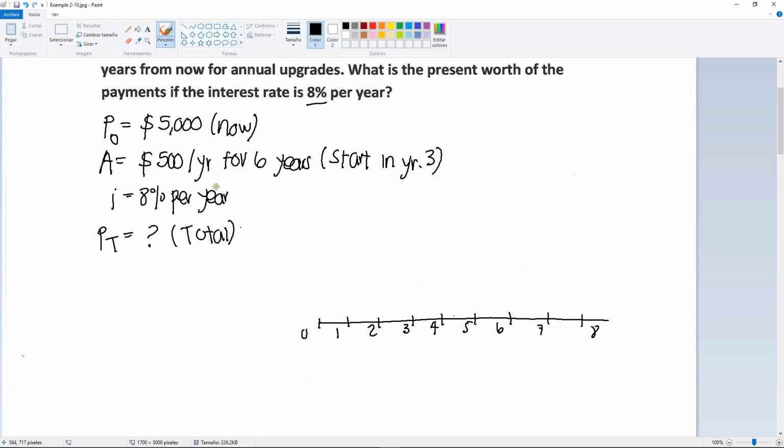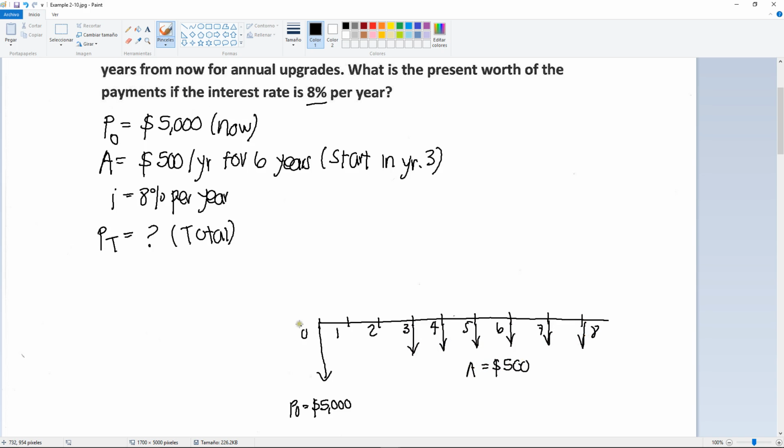You're paying for this. Because you're purchasing the software, you have your P0 here. So P0 equals $5,000. Then we have A that starts in year 3. So it's equal payments, 3, 4, 5, for 6 years. This is my A, 500, and we are looking for P total.